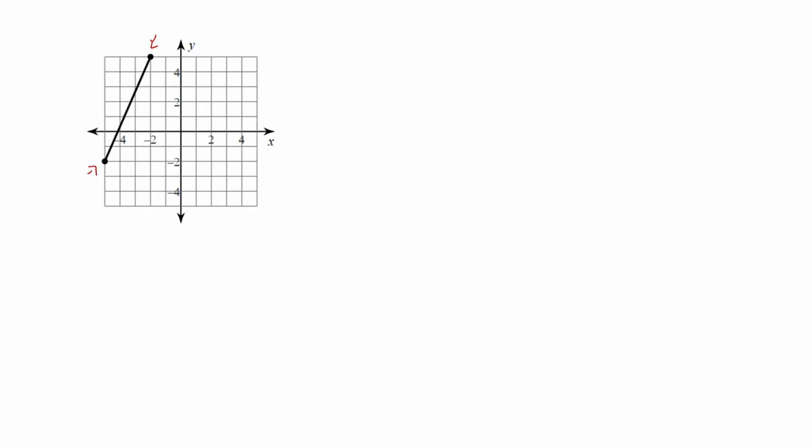Okay, notice that those 2 points are also the endpoints of a line, and that line happens to be a diagonal. So actually what we're going to use is the Pythagorean theorem to find the total length of that line, because the length of the line is also the distance between those 2 points. So the first thing we have to do is draw a right triangle on the graph.